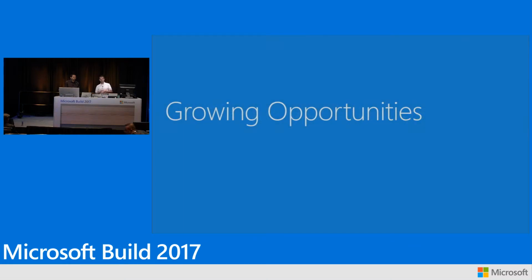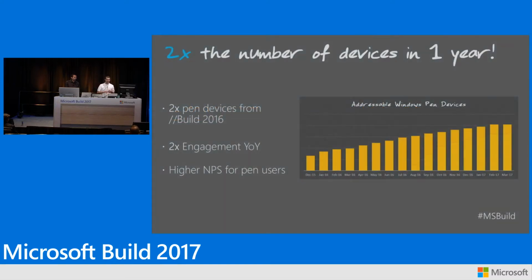The opportunity to impact users with your inking apps is constantly growing. There are now double the number of pen devices in users' hands today than there were a year ago at last year's Build. And we're on track to doubling that again by Build 2018. With more devices, there are new users coming online every day, demanding compelling pen and ink applications that you guys are building. We're not only seeing incredible device growth, but also increased engagement. We're seeing more users spending more time with their pen and apps. And engagement has actually doubled year over year. And we're expecting that trend to continue given the investments that we're making in this space.